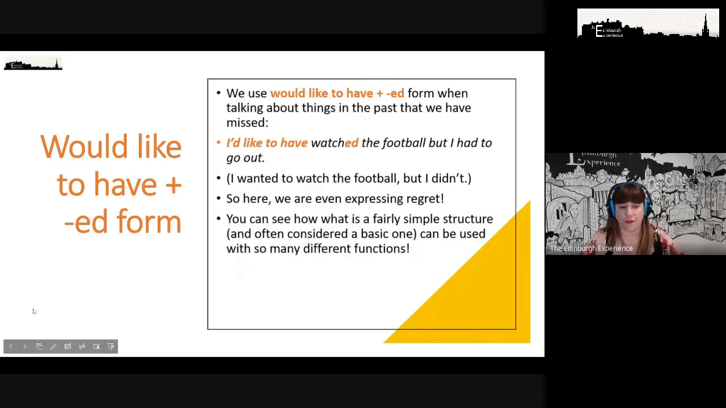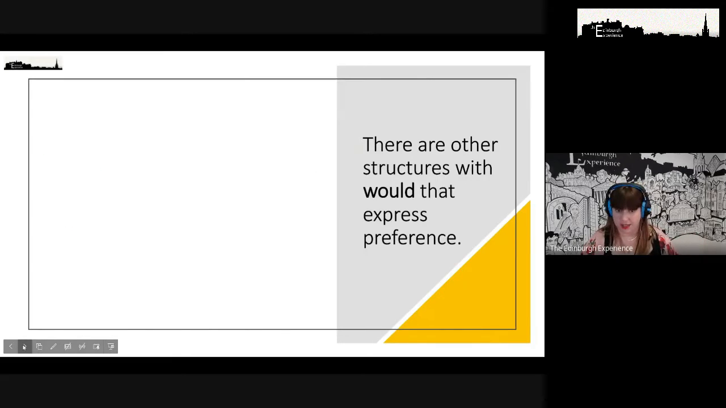So you can see from what is quite a simple structure and what is very often considered a basic one because it's taught in beginner books, there are so many different functions and so much to consider about the pragmatics of it. And it's so flexible. We can use it in so many different ways, yeah?